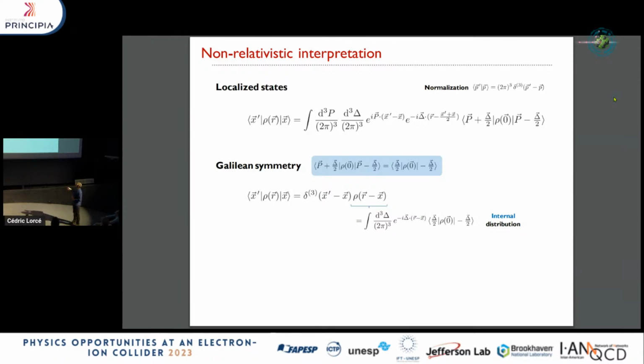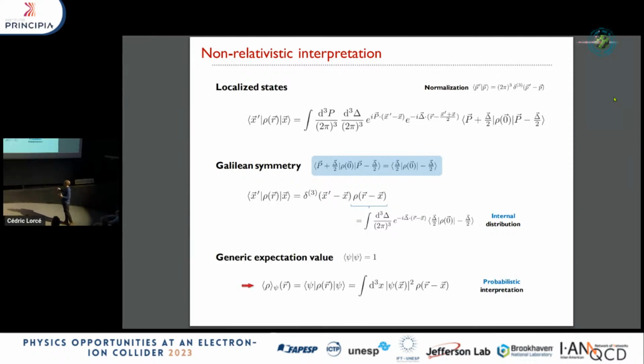Of course, position eigenstates are not physical states, they are not normalizable, so you should consider wave packets. You can consider a generic wave packet properly normalized. And if you are interested in the charge distribution in a particular wave packet, you just have to consider the convolution of the wave packet in position space with the internal distribution. And that's really the basis of the probabilistic interpretation. You have an internal distribution, and then you fold it with the probability that the system is at position X in space. So everything is clear here.